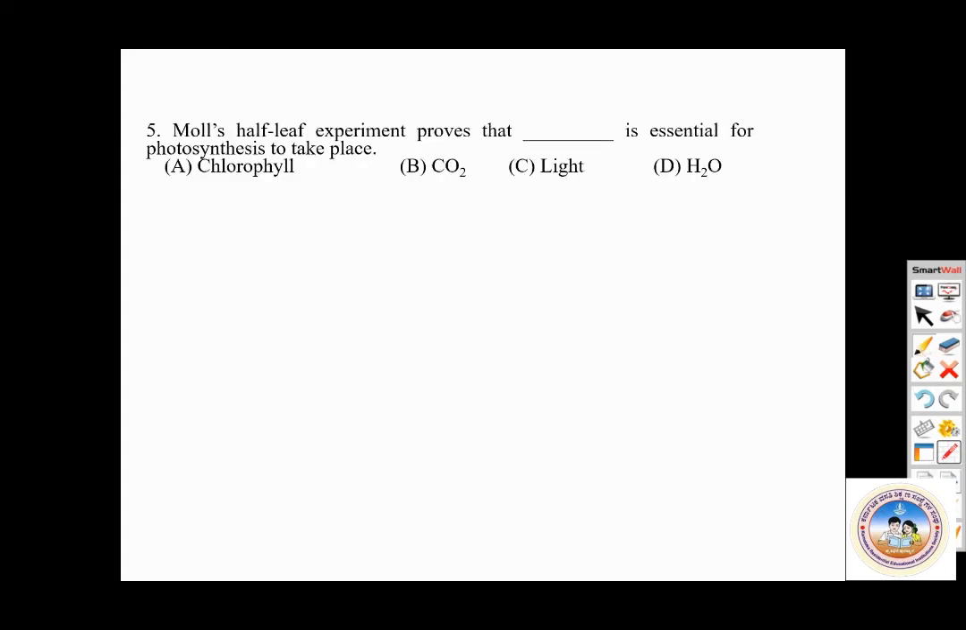Moving on to the fifth question. Moll's half-leaf experiment proves that dash is essential for photosynthesis to take place. First I will tell you what the experiment is. He takes a tube like this and inside that he will place a leaf like this. Here he will place KOH. KOH will absorb carbon dioxide completely. One minute, children.